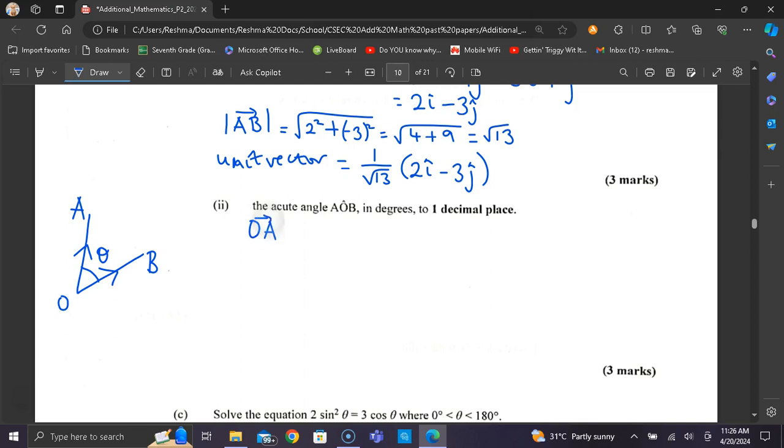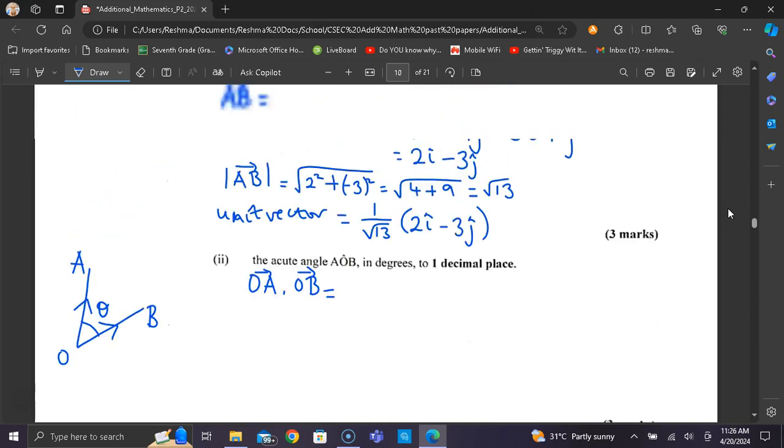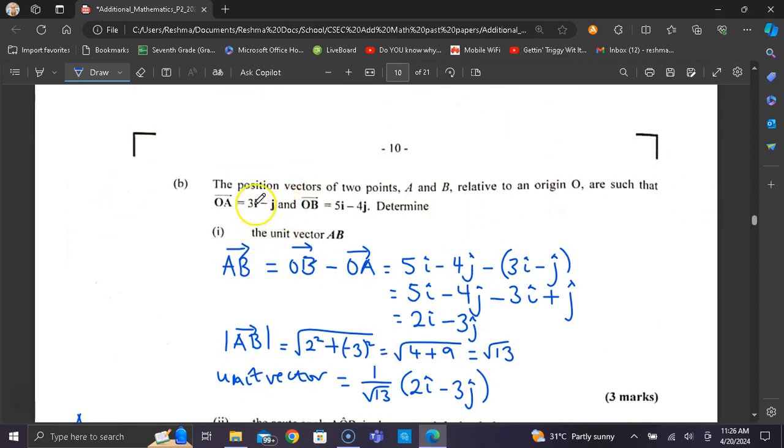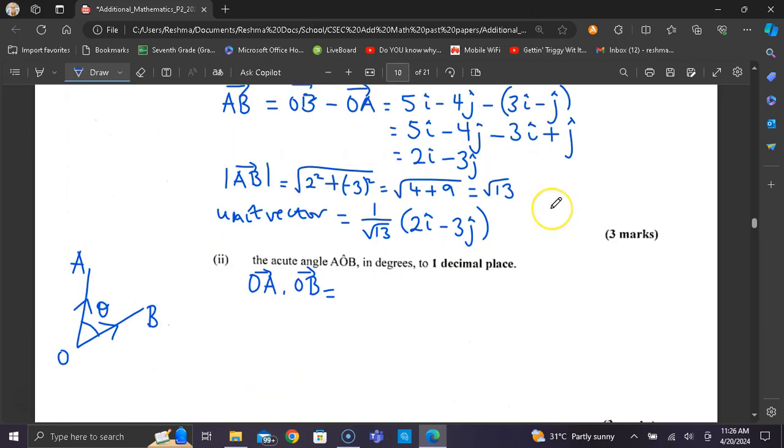So dot product of OA and OB, we just have to multiply the coefficients of i and j. So if you go back up to the top, coefficients of i would be 3 and 5, and the coefficients of j will be minus 1 and minus 4. So you multiply the coefficients of i together and then add that to the product of the coefficients of j. Alright, so the dot product will be 3 times 5 plus negative 1 by negative 4. So that's 15 plus 4, which is equal to 19.